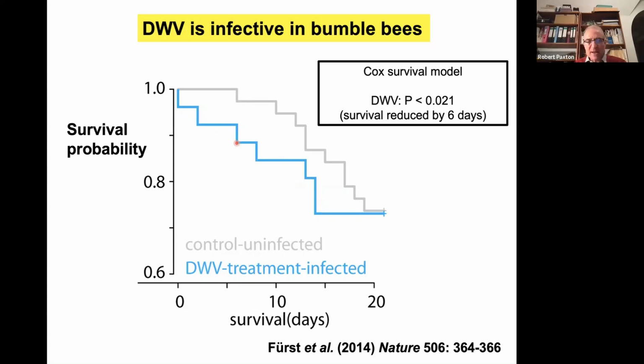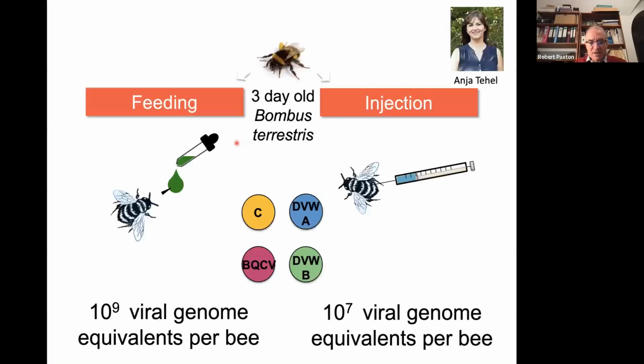So we thought, well, okay, they're kept in isolation. Let's try a little bit more realistic and not just use deformed wing virus of unknown genotype, but let's use a particular deformed wing virus type A, deformed wing virus type B, and black queen cell virus in the same sort of experiment, in which we either feed the virus to the bumblebees or we inject the virus into the bumblebees. And here we're feeding one of these viruses, and of course we've got control.